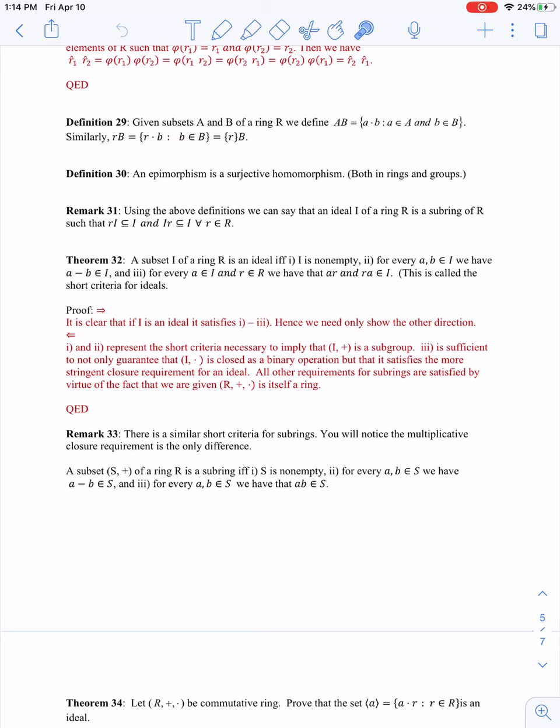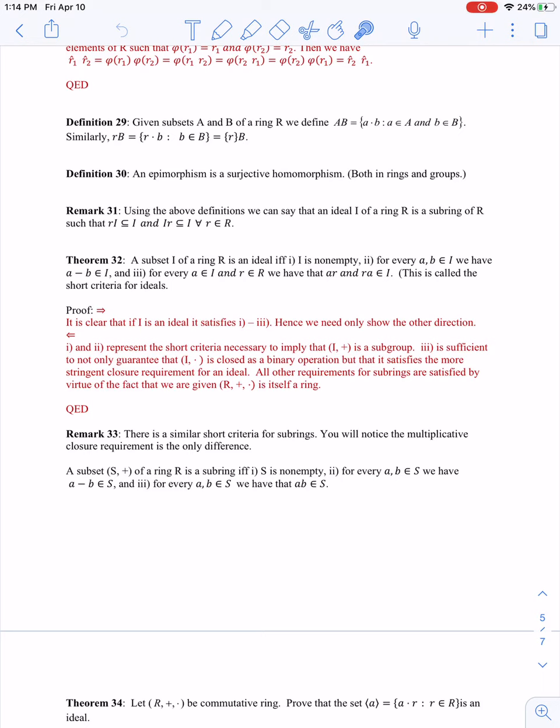All right, definition 30 with respect to groups you've seen before. An epimorphism, a group epimorphism, is a surjective homomorphism. And so a ring epimorphism is a surjective homomorphism. The only difference between groups and rings, remember, homomorphisms, is that for rings, it has to work both for plus and dot. And of course, for groups, we just have one binary operation.